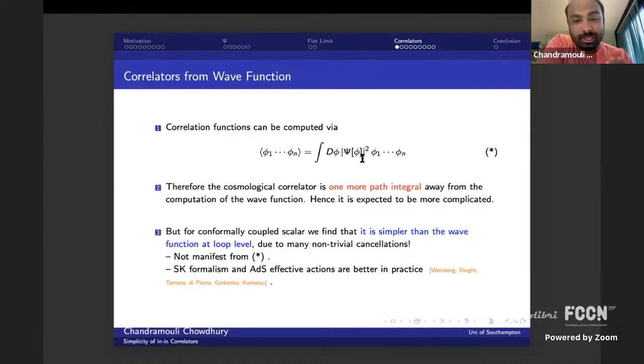And here's where we found a surprise when we did this last year, which was that as long as you're working with conformally coupled scalars in de Sitter, or if you like massless particles in flat space, you would find that at loop level, this object is much simpler than this object. And this happens due to many non-trivial calculations. It's not something which is manifest from this formula. There are some formalisms like the Schwinger-Keldysh formalism and so on, which make this slightly more evident, but at this point we still don't have a proof that it must be simpler in every case.